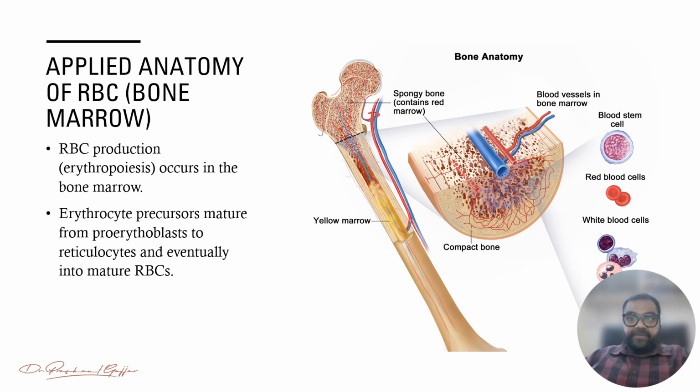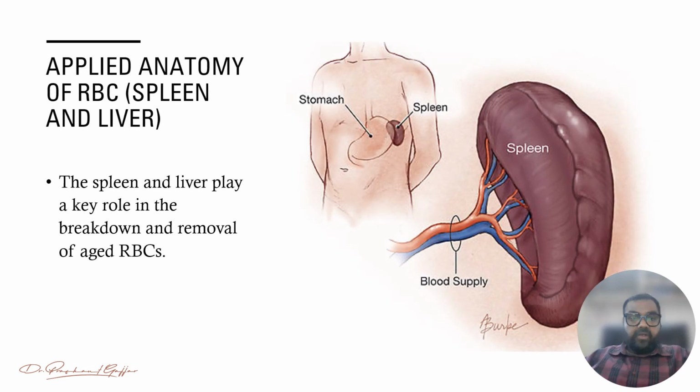Now let's see the applied anatomy of the RBC, the fate of the RBC, what happens after its function is over: spleen and liver. At the end of the life of the RBC, at the level of the spleen, the RBC will break down, and hemoglobin will break down into heme and globin, as we learn in jaundice, right? So this is the applied anatomy of the RBC.